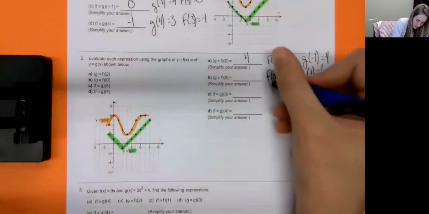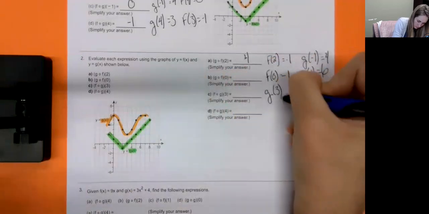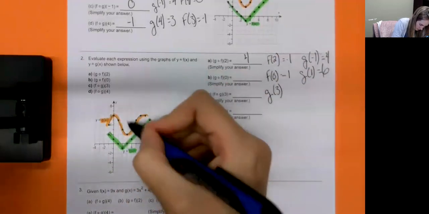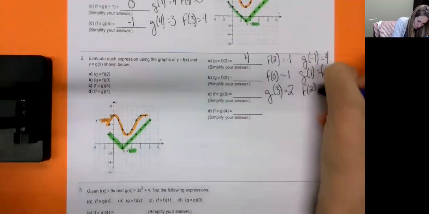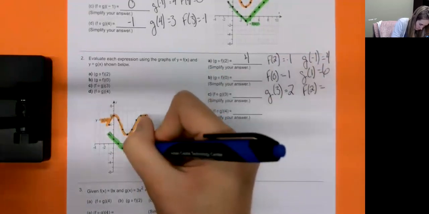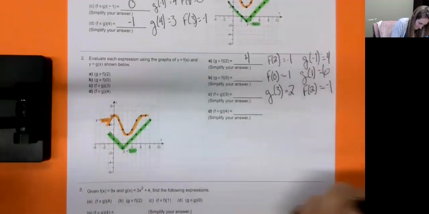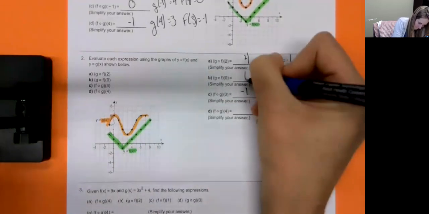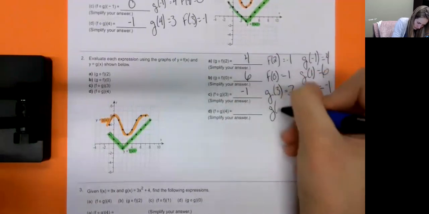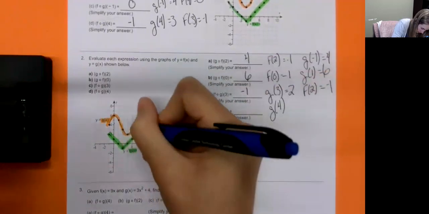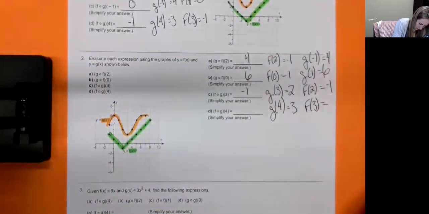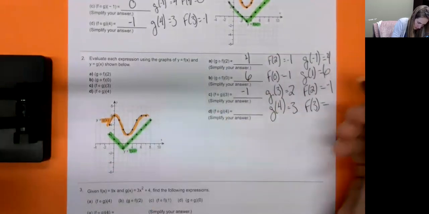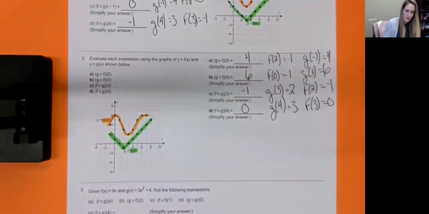f of g of 3. Since g is last, we'll do what is the y value when g is 3. It's 2. And then f of 2 equals -1. g of 4 is 3. Then f of 3 is 0. So I hope that made sense.